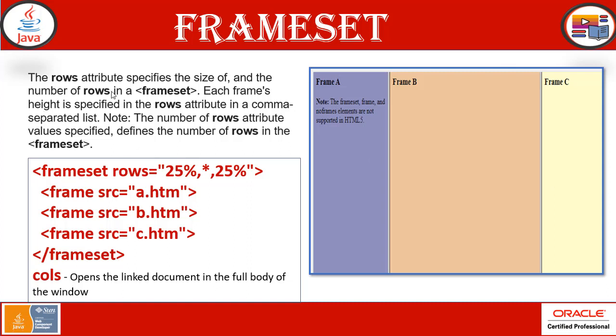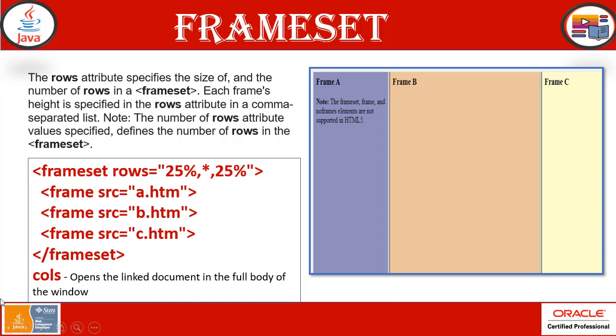The rows attribute specifies the size and the number of rows in a frame set. Each frame's height is specified in the rows attribute in a comma separated list. Note, the number of rows attribute value specified defines the number of rows in the frame set. So frameset is a tag which is used with some attributes, such as rows.